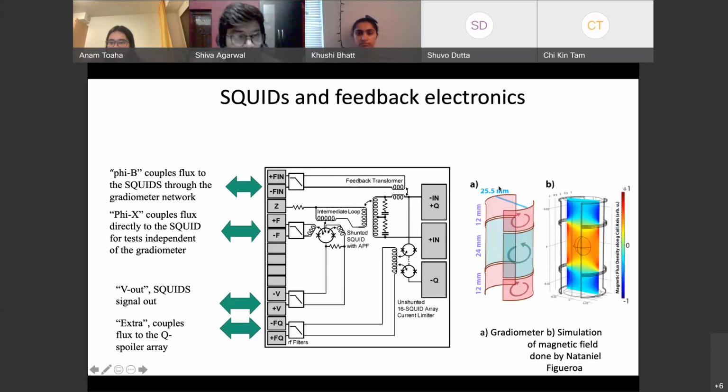This is our gradiometer, and this is the simulation of the magnetic fields at certain currents, where different colors show different magnetic field strengths.